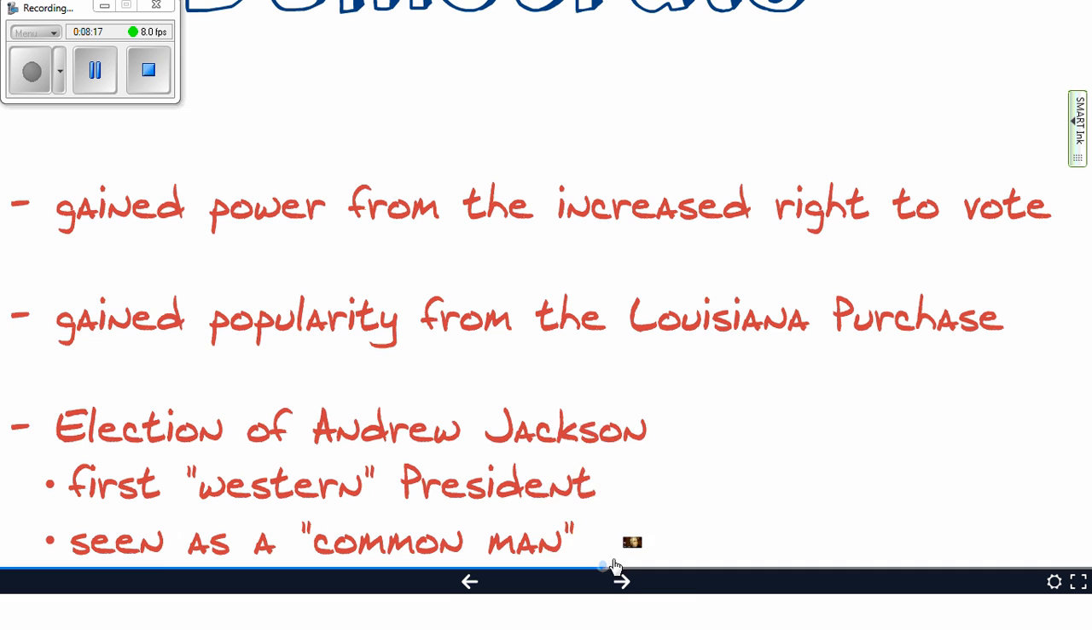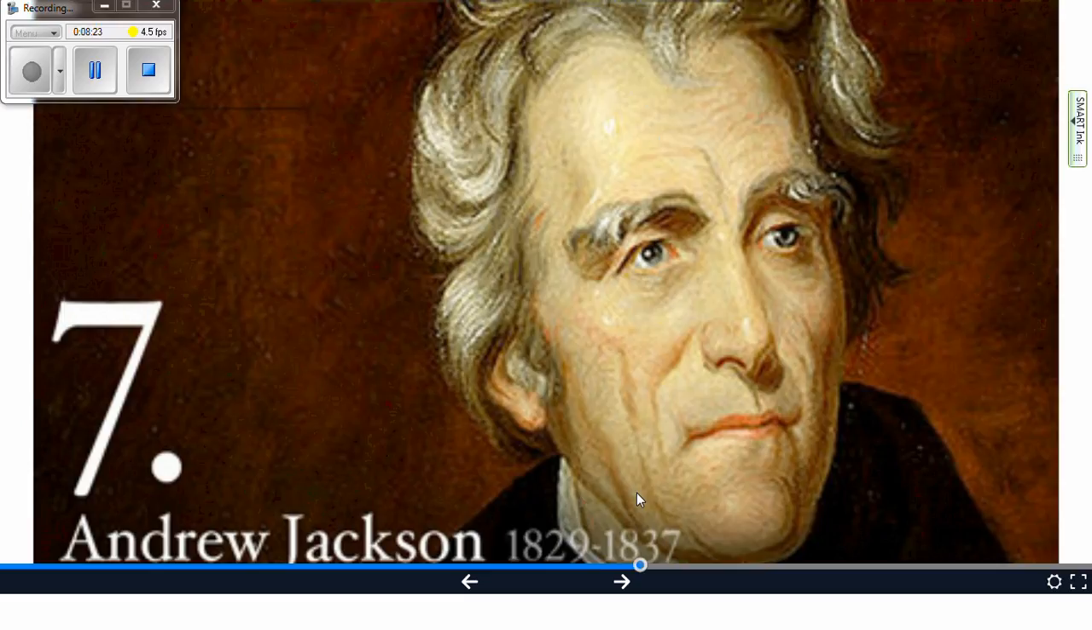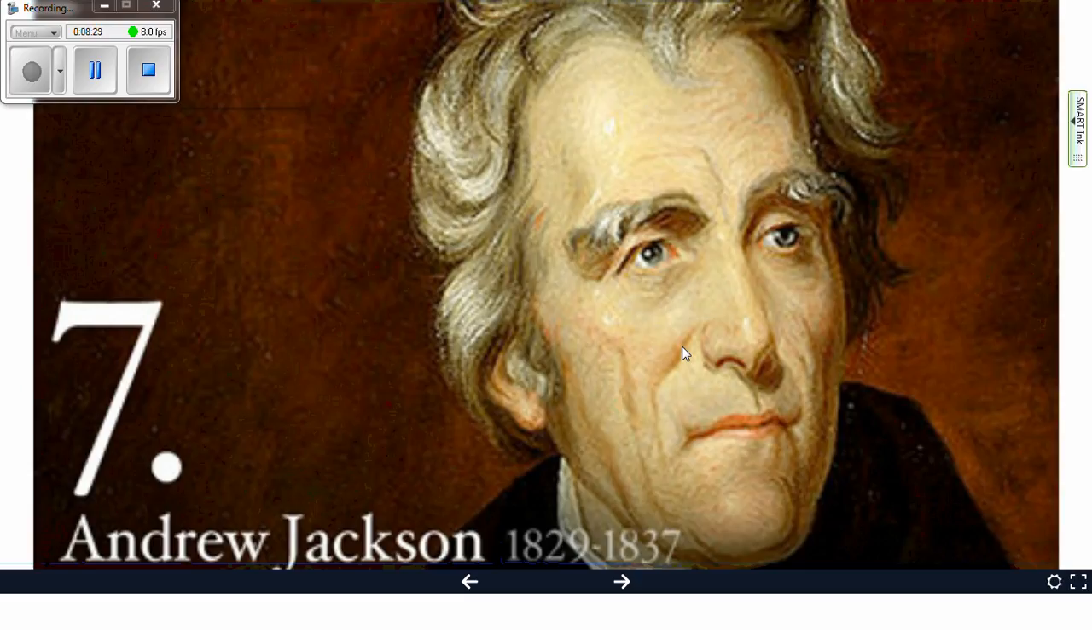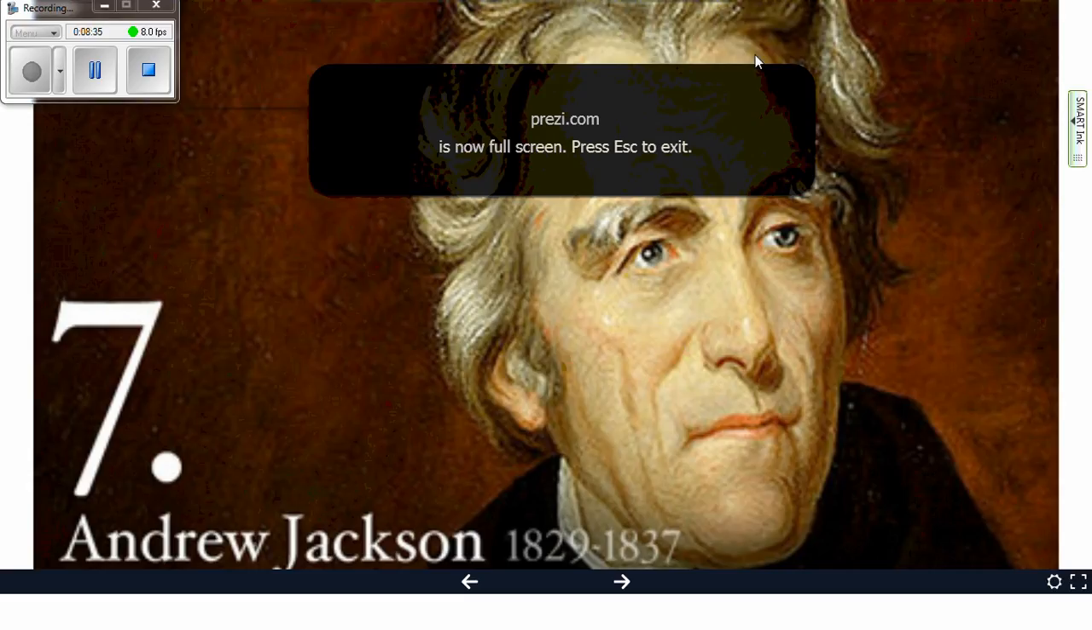Fast forwarding a couple decades, notice this is 1829 to 1837, but we're hopping a little bit forward in time to talk about Andrew Jackson here for a moment. He is the next major prominent Democratic president. And if you ever see a picture with a guy with really wild hair, yes, thank you, Prezi.com, and crazy eyebrows, that is Andrew Jackson. And he was a very interesting president.